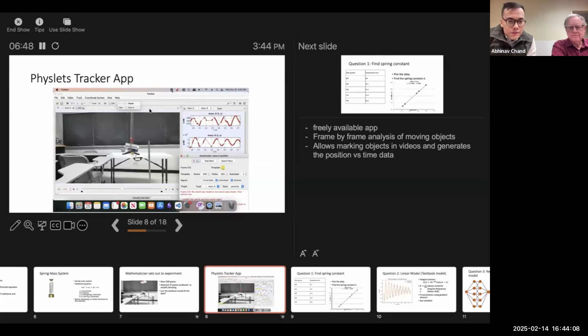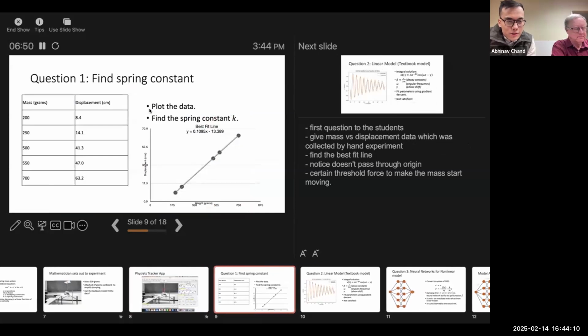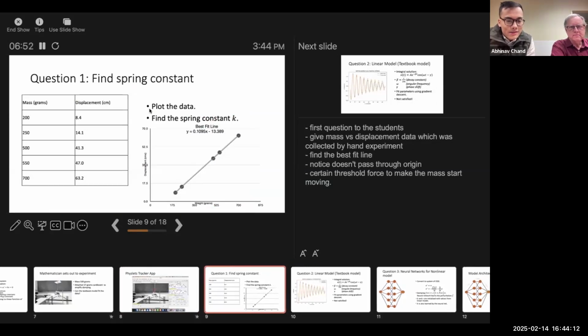We get the data from this app, and this is the first question that we pose to our students in this assignment. We give them the mass versus displacement data. This was measured by hand. And we want them to find the spring constant. So they will make a scatter plot of the data points, and they will find the best line that fits the data. And notice that it does not pass through the origin, right?